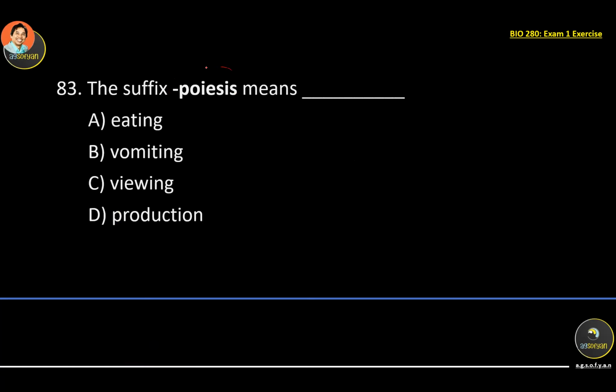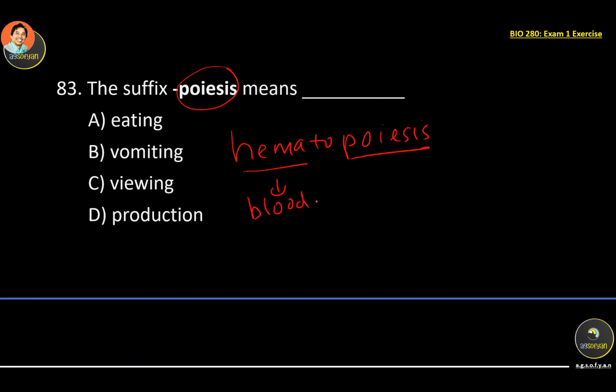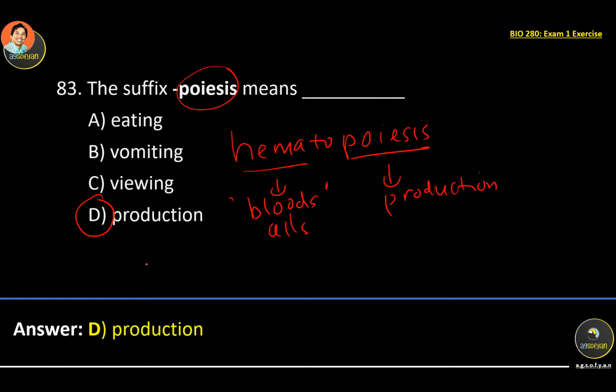About poiesis. Okay, poiesis. A, B, C, or D. This is very similar. Like we have hematopoiesis. Okay. So hema, this is related to blood. Okay, blood cell. Poiesis means production. So hematopoiesis means the process of production of blood, which is in the red bone marrow. So poiesis means production.